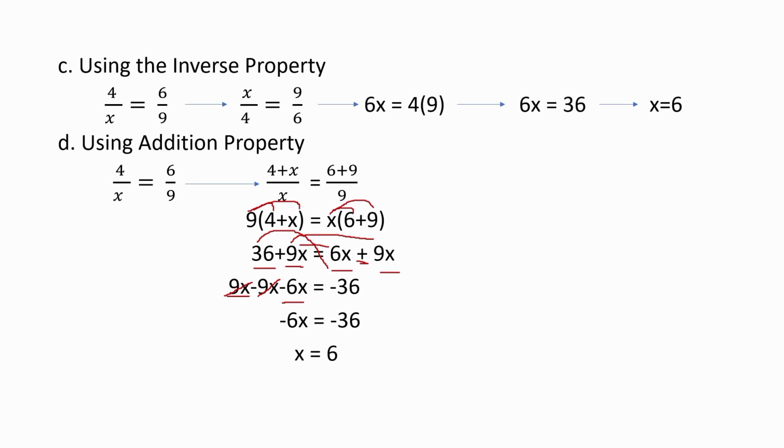Then divide both sides by negative 6. Here also, divide both sides by negative 6. So we can cancel the 6. So your x is equal to positive 6 because negative divided by negative is positive. So still, the value of x is equal to 6.